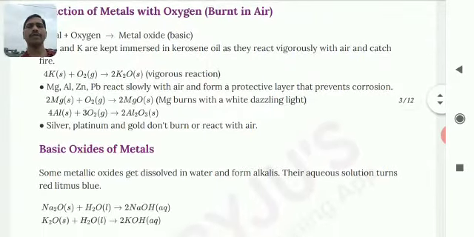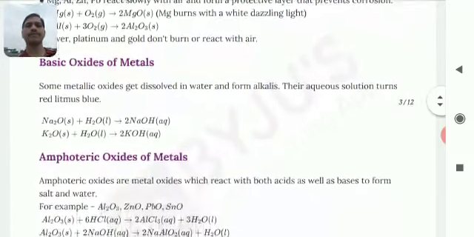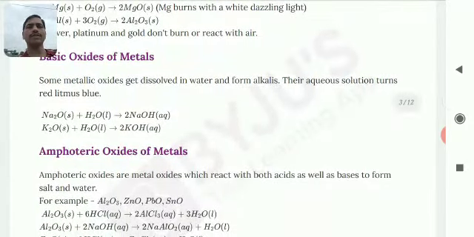Basic oxides of metals. Some metallic oxides get dissolved in water and form alkalis. Their aqueous solution turns red litmus blue. Sodium oxide reacts with water to form sodium hydroxide, and potassium oxide reacts with water to form potassium hydroxide. You can see the reaction.